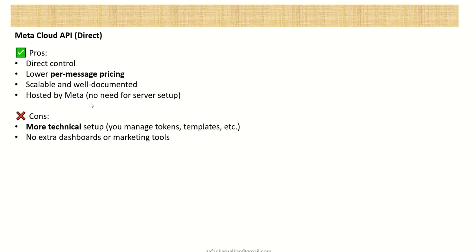The second disadvantage of purchasing the API directly from Meta is that they don't provide any extra dashboard or marketing tools. Suppose you run a campaign and send messages to 1 lakh of your customers. They don't provide any dashboard where, at one place, we can see the campaign: how many were delivered, failed, responded, etc. They don't provide any marketing tools. So those are the disadvantages of purchasing from Meta.